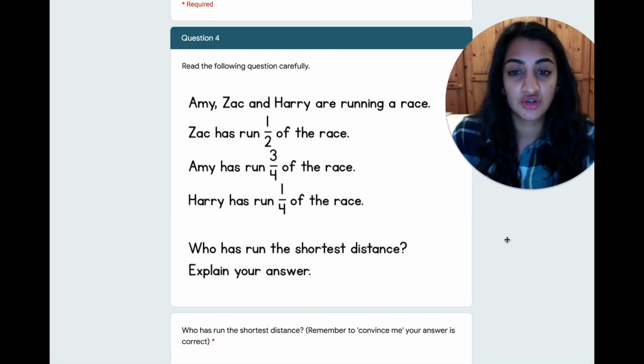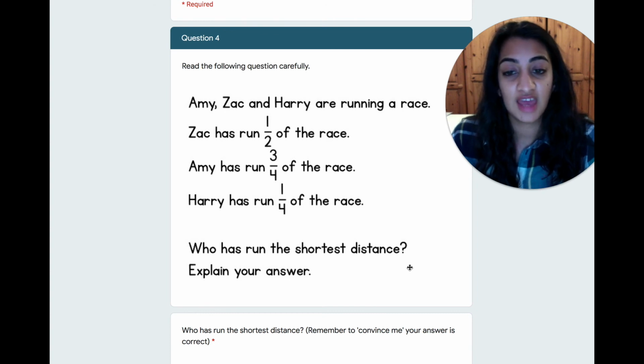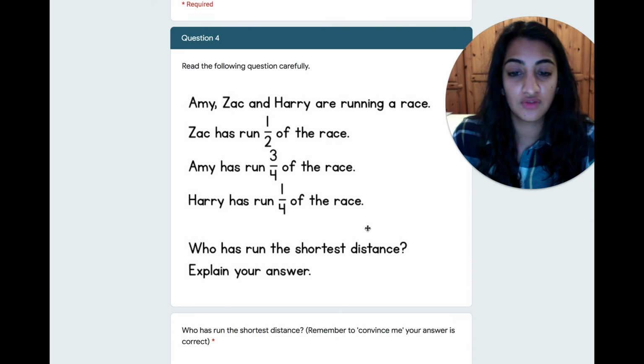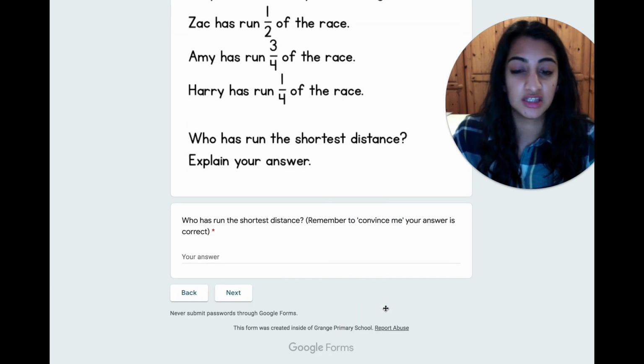So again, try to think, what is the question asking you to do? Amy, Zach and Harry are running a race. Zach has run half of the race. Amy has run 3/4 of the race. And Harry has run 1/4 of the race. Who has run the shortest distance? So which one of those represents the shortest distance?